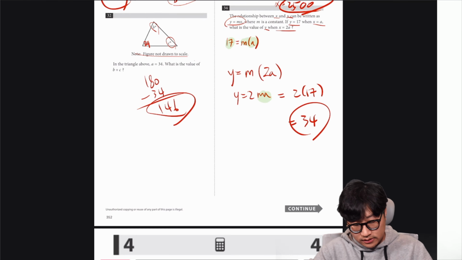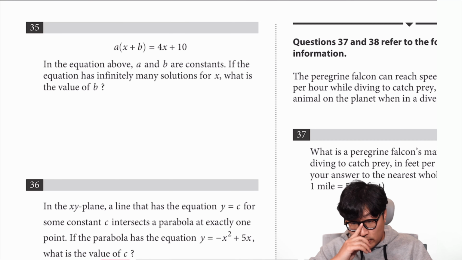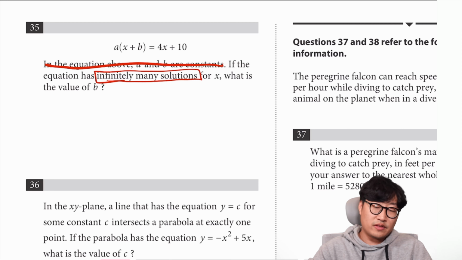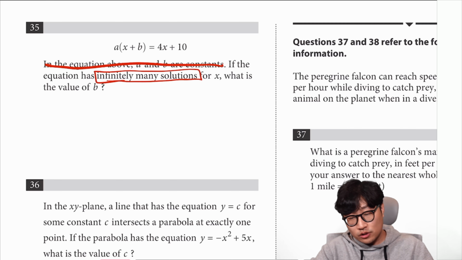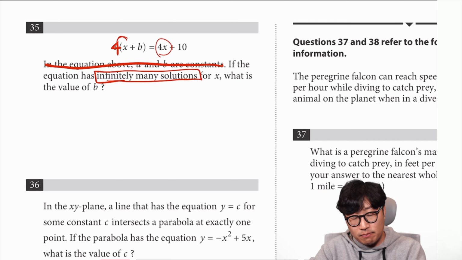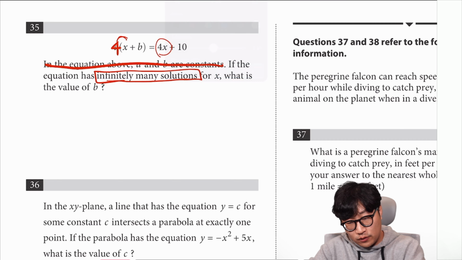Boom. Next, number 35. Equations with A, B, and constants, infinitely many solutions. So you want the left and right side of the equation to be totally identical. So what do you know? A has to be a 4 because distribute, so you get that 4x. And then B would have to be, well, if you distribute this, you should get a 10. So B better be 2.5.